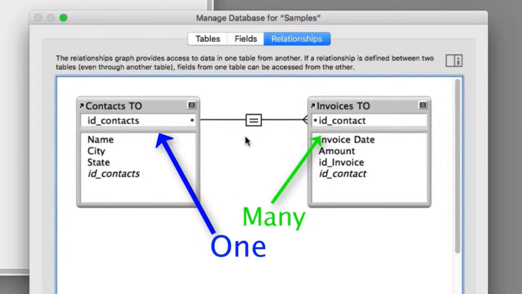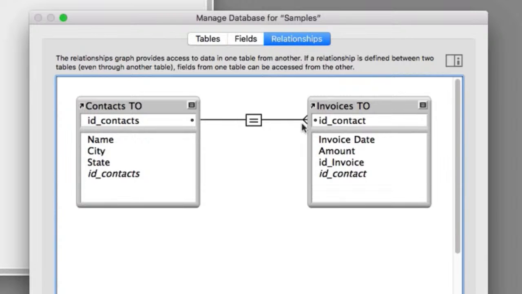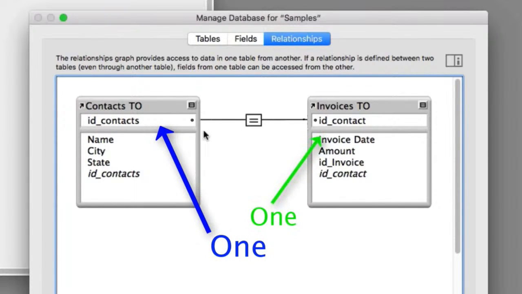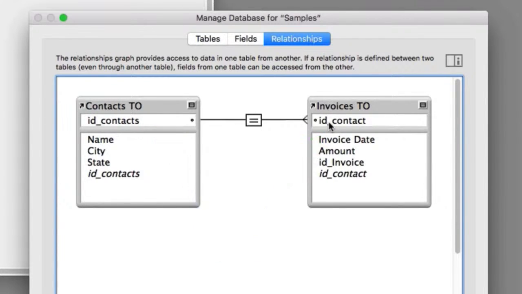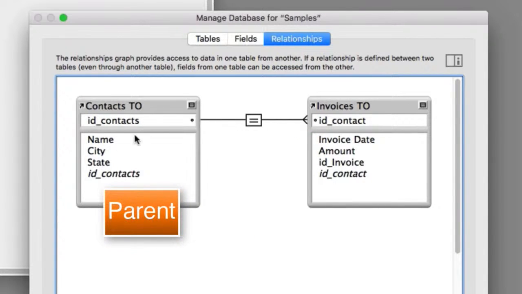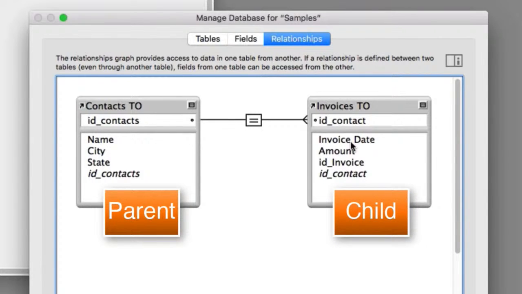Now, if this was a straight line, straight across, without this split here or crow's feet, then it would be a one-to-one relationship, meaning that one record over here would only ever relate to one record on the other side. Now, in this relational situation, this is what we would refer to as the parent side of the relationship, and this is the child. And you'll hear that referred to a number of times by different people.